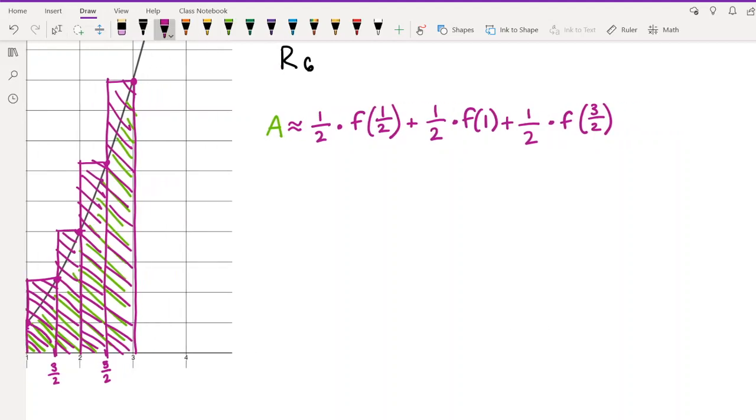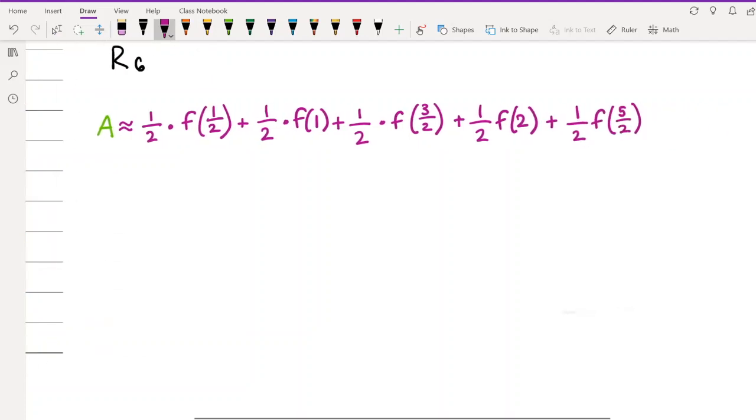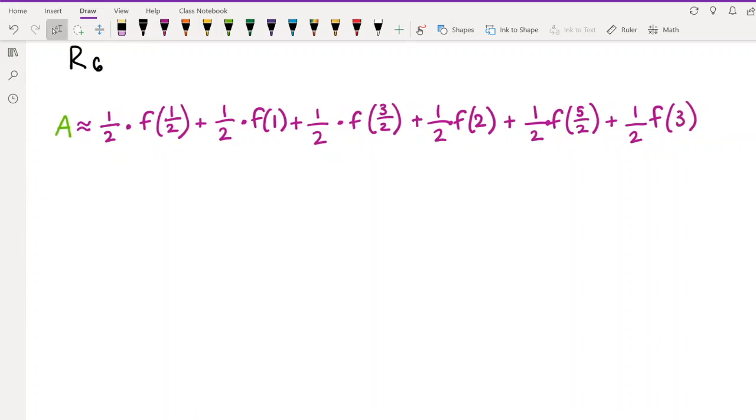And then we have 1/2 times f of 2, because that's the right endpoint of the fourth interval. And then we have 1/2 times f of 5/2. And then we have 1/2 times f of 3. So in a second, I'll actually tell you what those numbers come out to be for the height.